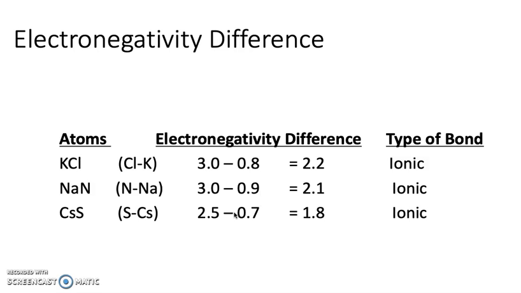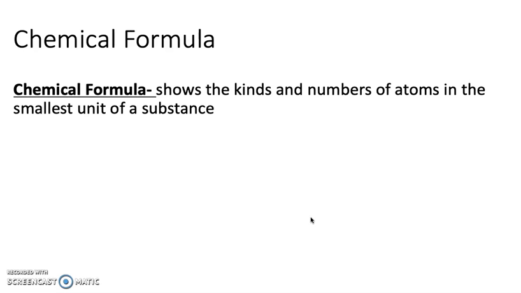So because they're greater than 1.7, they're going to be ionic. And we're going to look at the numbers lower than 1.7 in the next chapter. That's a different kind of bond. It's a covalent bond. Now, what is a chemical formula?